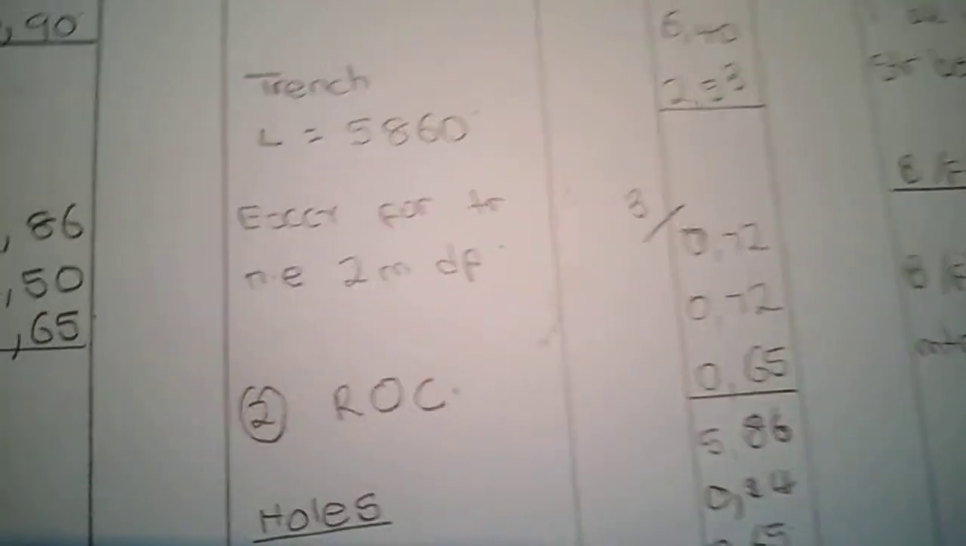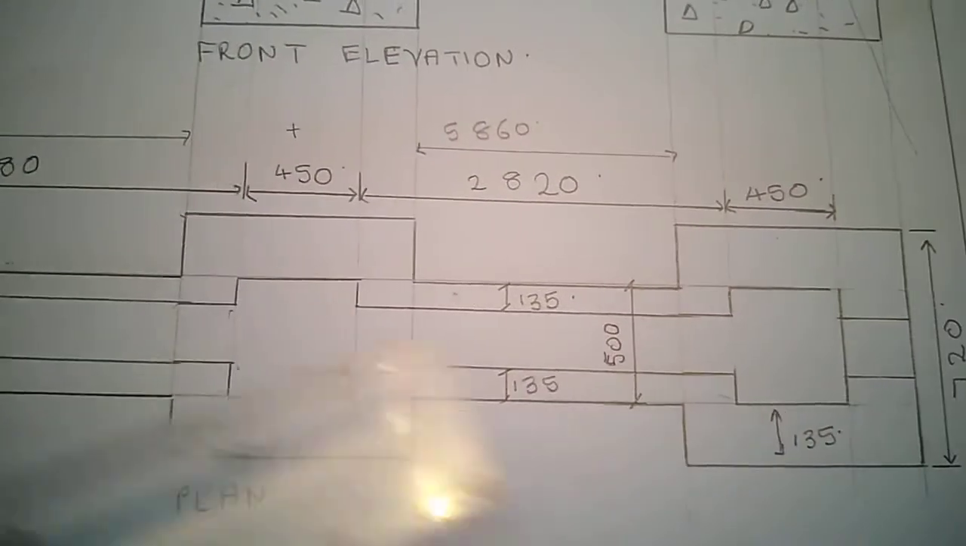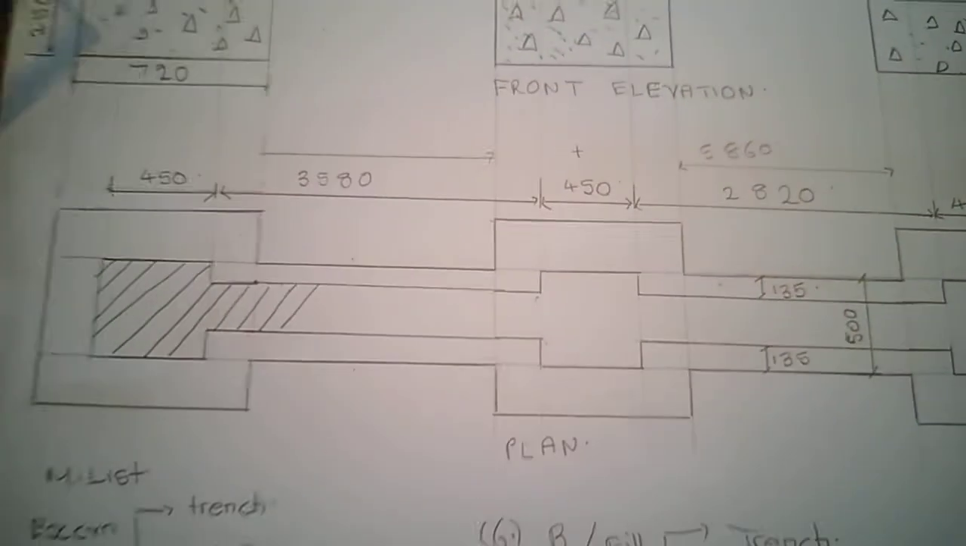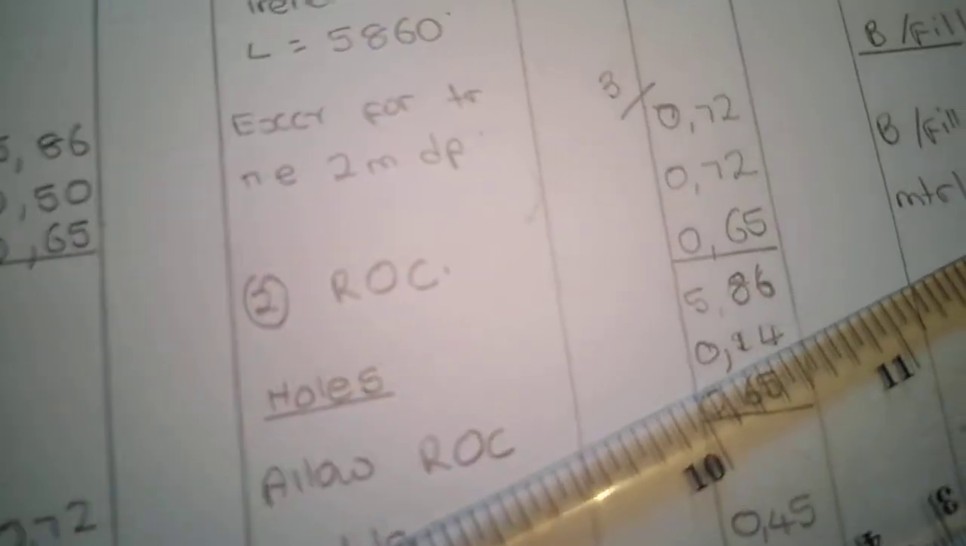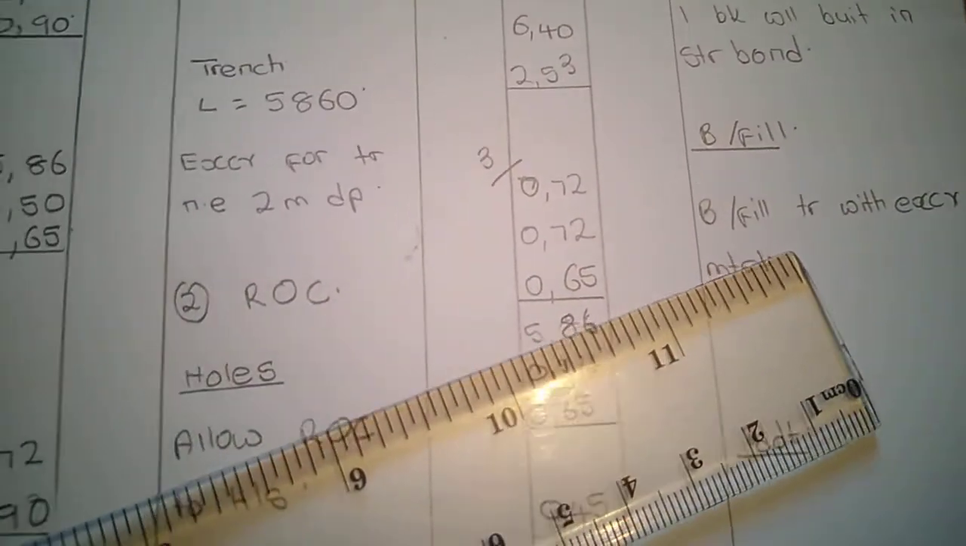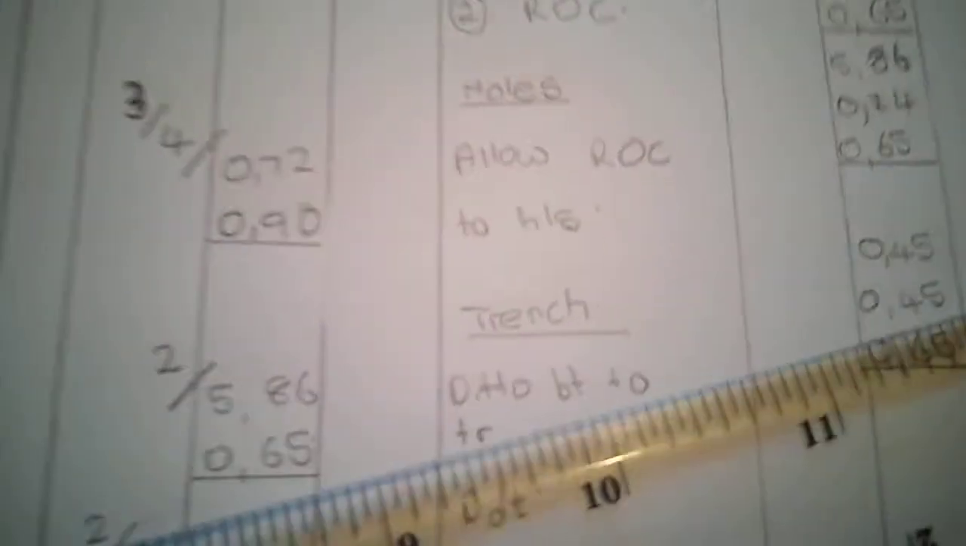And now we have to say multiply by 3. Why are we multiplying by 3? Because you've got how many holes? 1, 2, 3, as I had said before. And now the description can be backfill trench with excavated material. Now let's go to the trench.